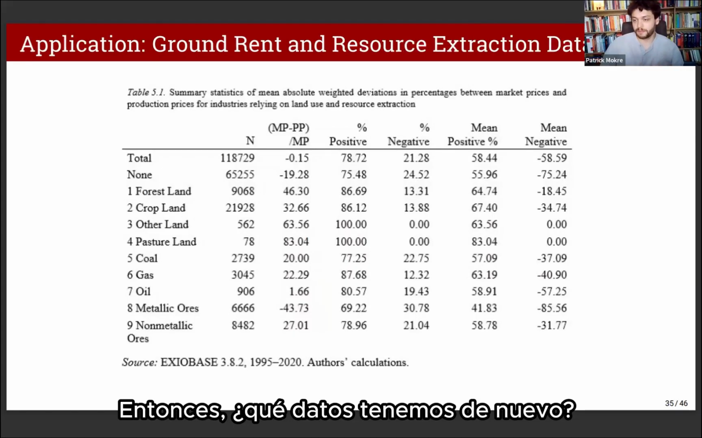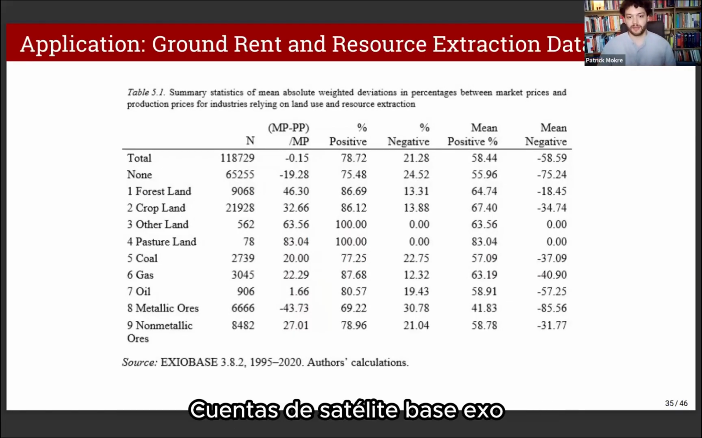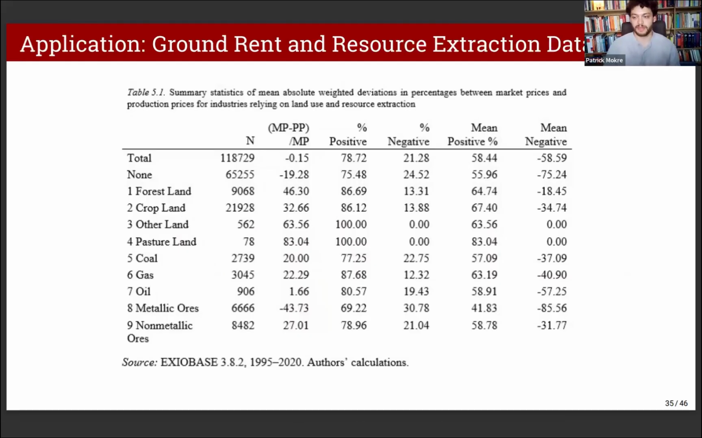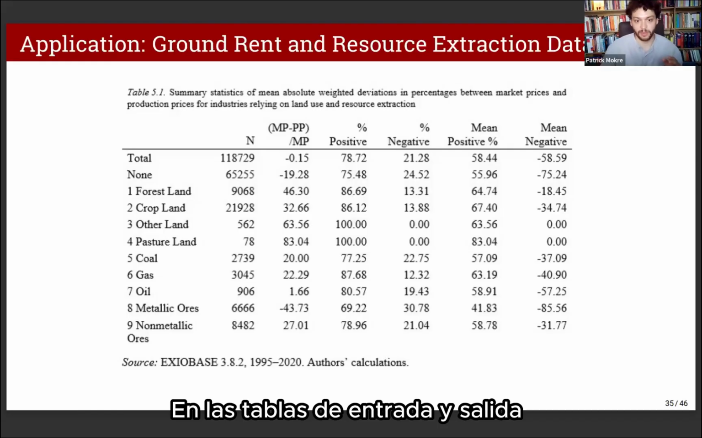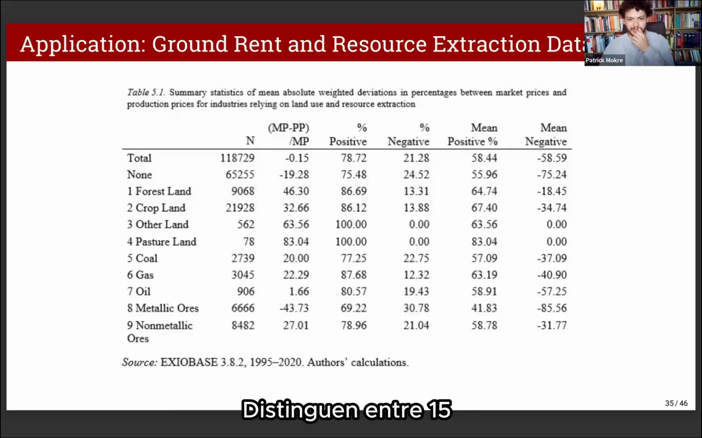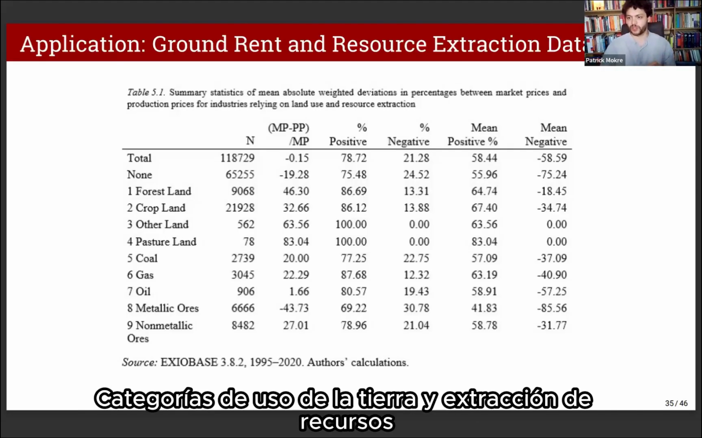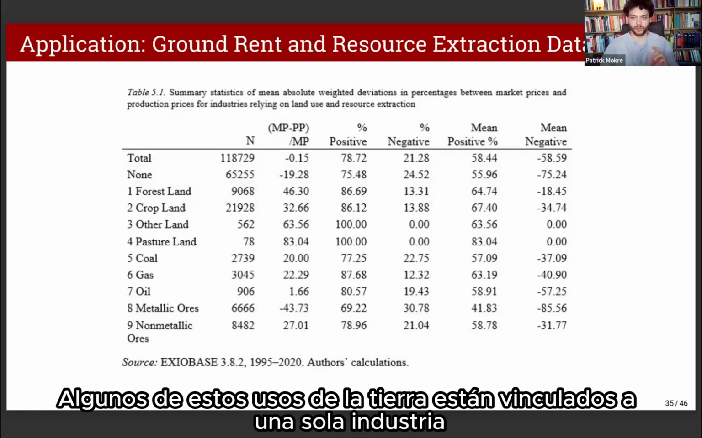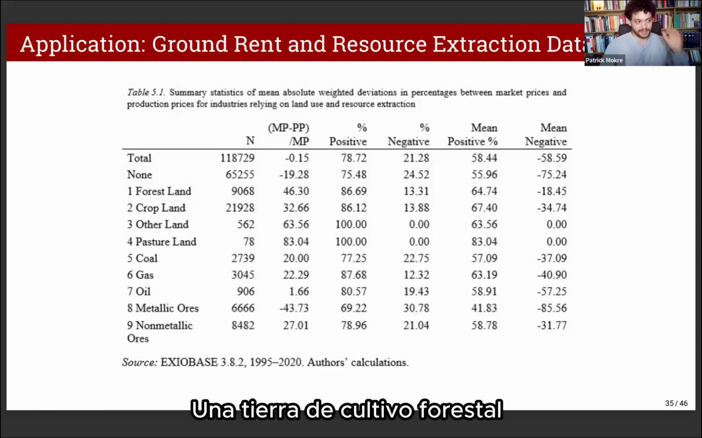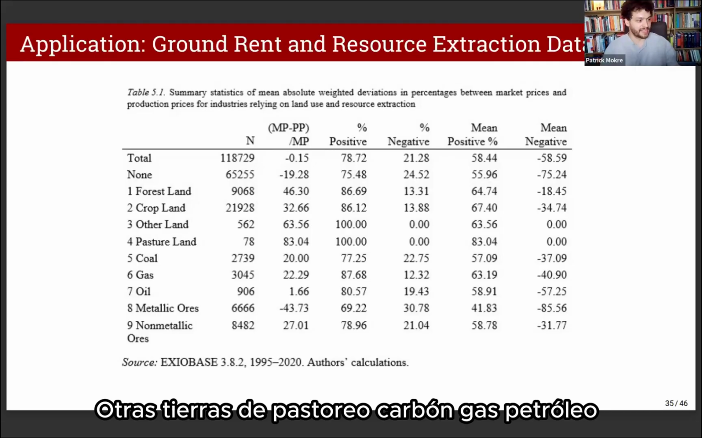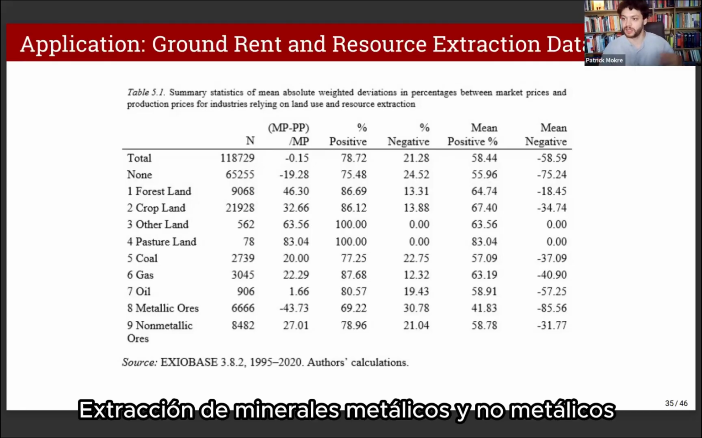So what data do we have? Again, Excel basis satellite accounts. Satellite accounts are just all data beyond industrial payment flows in the input-output tables. They distinguish between 15 categories of land use and resource extraction. Some of these land uses are tied to only one industry. So we mashed them together in 9 categories: forest land, cropland, other land, pasture land, coal, gas, oil, metallic ore, and non-metallic ore extraction.